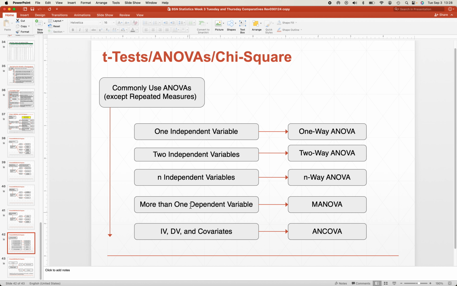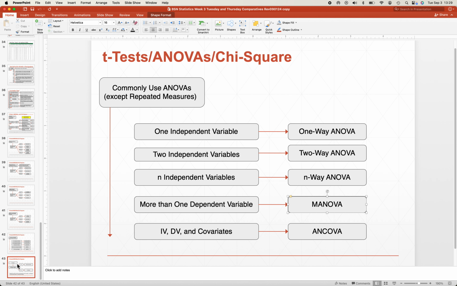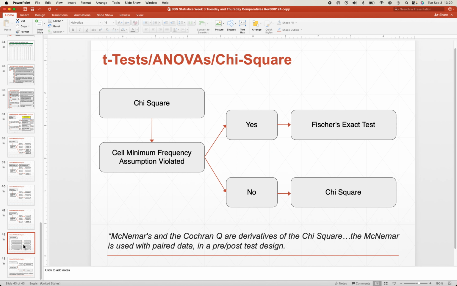Then we get into some interesting situations. If we have more than one dependent variable, and that comes up sometimes with our ANOVAs that are, remember, incredible multitaskers, we use what's called a MANOVA. And if we have an IV, a DV, and covariates, we have what's known as an ANCOVA. And there are many more ANOVAs. These are just some samples of the ones I see most commonly used.